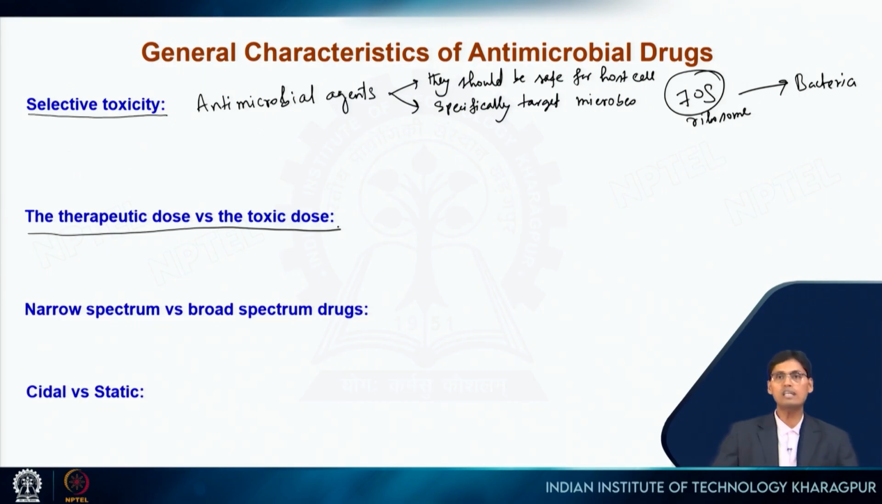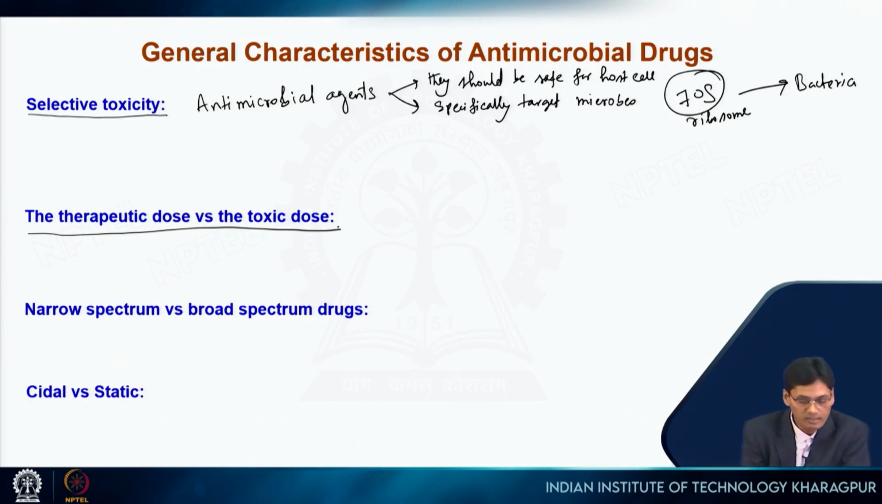So if you use a very high concentration of this drug, it might target our ribosome also. I'm just giving one example, taking the ribosome into consideration, but it is true for many other cases. So we should try to have an antimicrobial agent that works against microbes at very low concentration, that is the therapeutic dose. The toxic dose, that means a very high concentration, can create problems for the host as well.